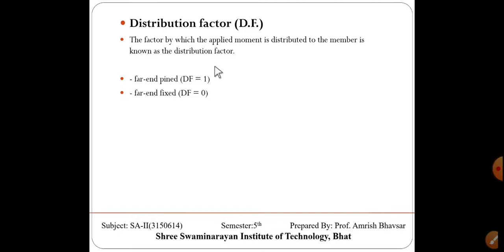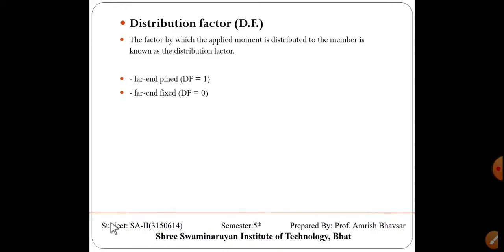Now after that we have to find out the distribution factor. What does it mean? From this distribution factor we can understand how much moment we have to distribute at this point. The moment is calculated by us in the form of fixed end moment, and that moment is distributed by multiplying by this factor. The factor in which the applied moment is distributed to the member is known as the distribution factor. If the far end is a pin, meaning it is hinged, then the distribution factor is 1. But if the far end is fixed, then the distribution factor is 0. These two things are most important for us. From that we can get the distribution factor at the ends.